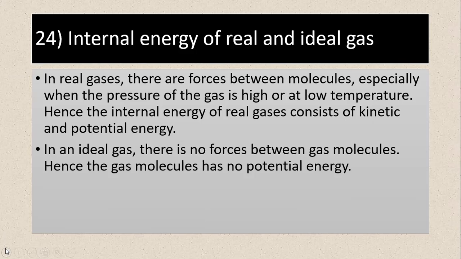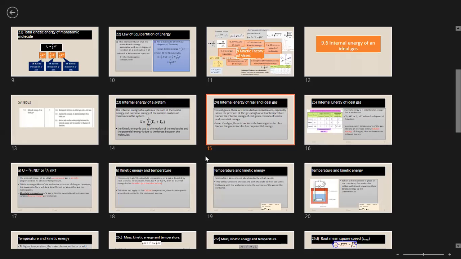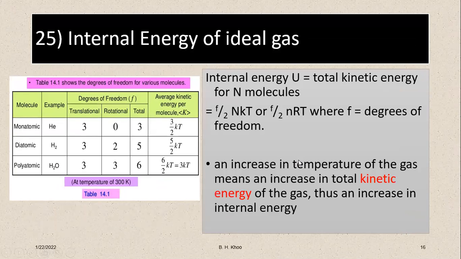Okay. Next slide, Chair. This is the fixed one. All have translational 3. Monatomic doesn't have rotational. Only diatomic and polyatomic have. Only vibrational, diatomic has 2. Polyatomic also has 2, I guess. An increase in temperature of the gas means an increase in total kinetic energy. You can either memorize it or calculate it out. That's all.